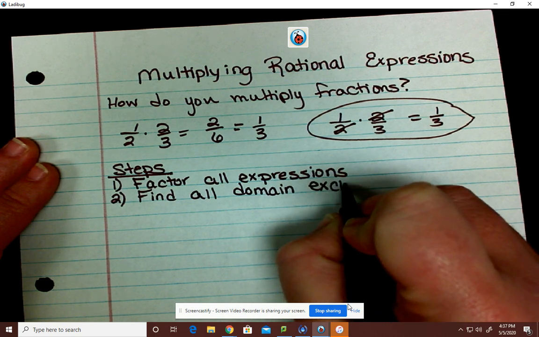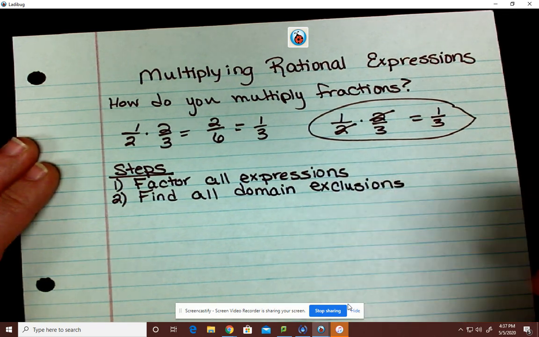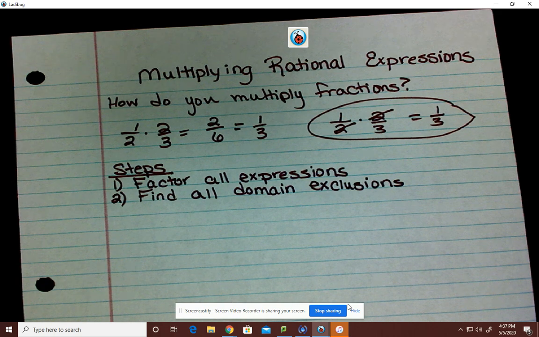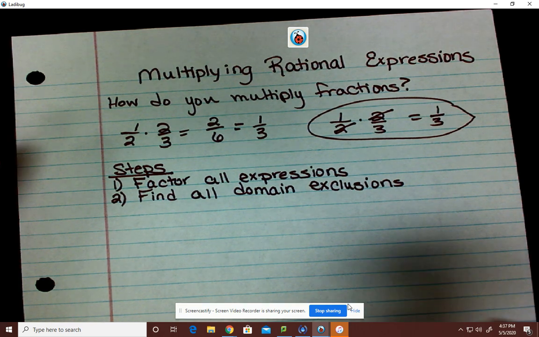Then you're going to find all your domain exclusions. So for both fractions, or if you're multiplying 3 of them together, however many there are, you're going to find what makes the denominator 0 in every fraction.